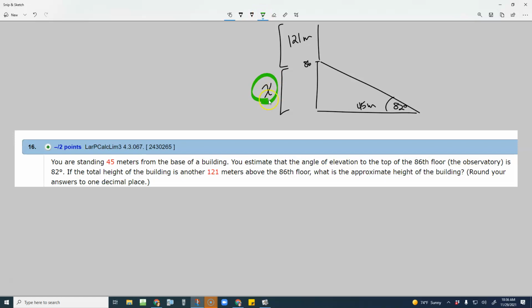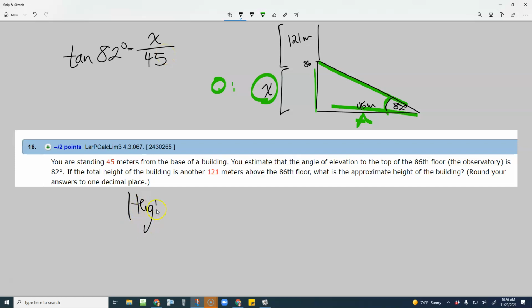So I need to figure out this guy, right? Didn't they tell me like a triangle about this guy? So can't I say I know the adjacent and I know the angle and I just need my opposite? Hey guys, what relates an adjacent with an opposite with an angle? Tangent. Can't I do tangent of 82 is equal to x over 45? What's the height of the building? Well, the height of the building is whatever x is. So I just need to go ahead and move the 45 to the other side and say, oh, I can find that. No stress.